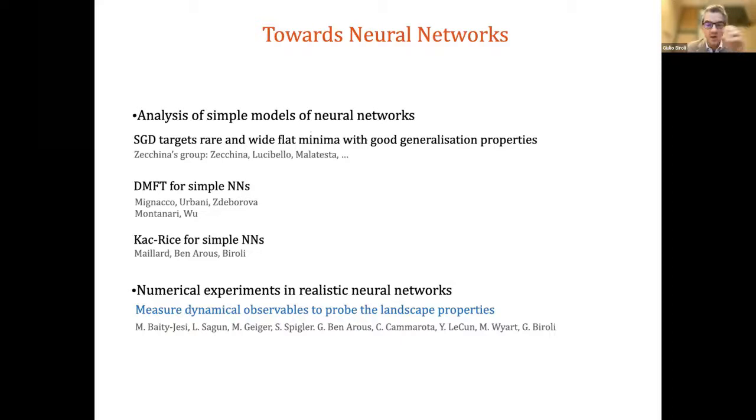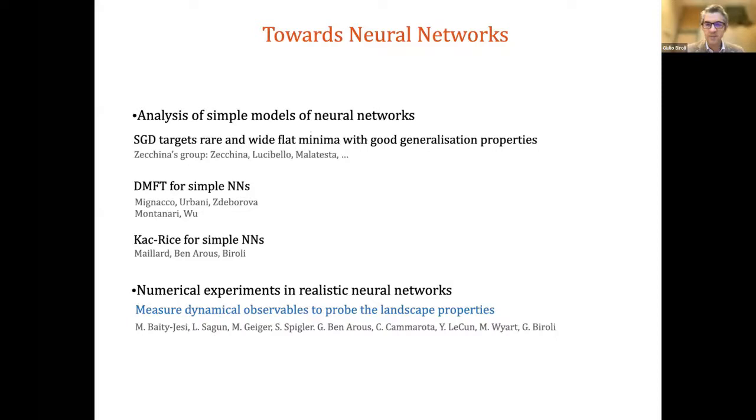So what I would like to do, instead of discussing this direction, is change completely and try to say something about realistic networks. Now, in the case of realistic networks, exactly like in physics, the system is so difficult that it's difficult to do theory. So what you can do is numerical experiments, and then try to infer from their results properties of the landscape. And this is what we did in this paper by Ciesi et al.